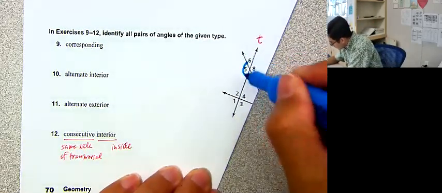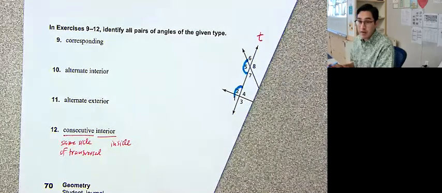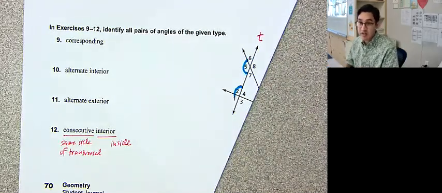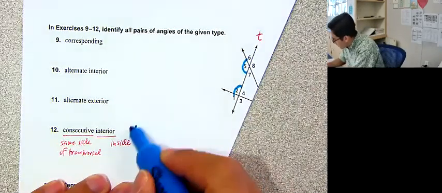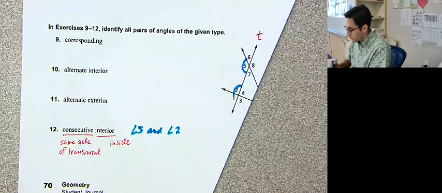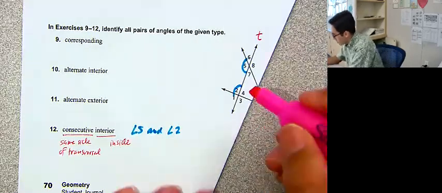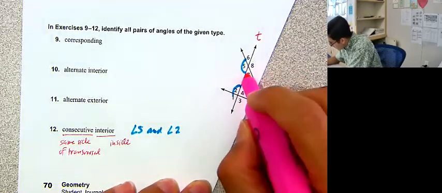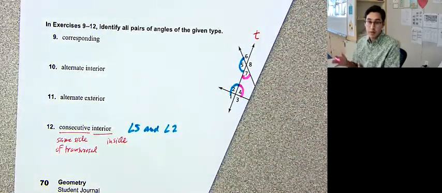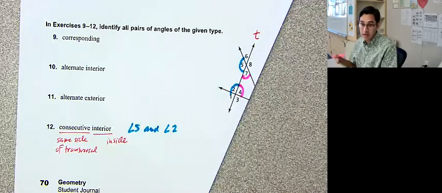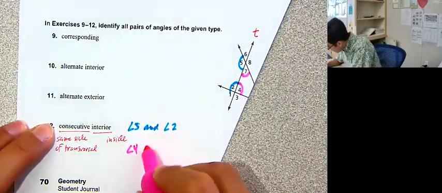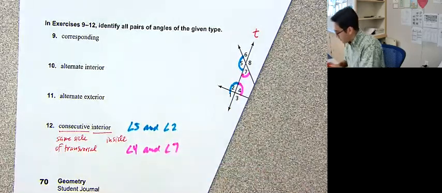So angles 5 and 2 are both on the same side of the transversal, the left side, and they're both on the interior inside part of the figure. Angle 5 and angle 2. And then we can also say that angles 4 and 7 are consecutive interior. These are both on the right side of the transversal and again on the inner part of the figure. Angle 4 and angle 7.